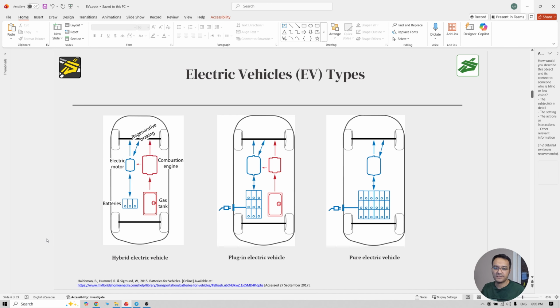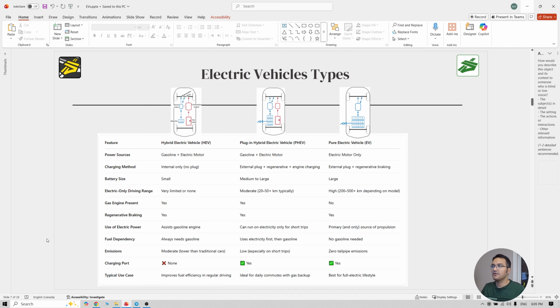Another one is the plug-in electric vehicle, which we need to plug in and wait a couple of hours and then use it. But it also has fuel, so it changes as it moves. And then another one is the pure electric vehicle, on the right side, and that doesn't have any gas tank.